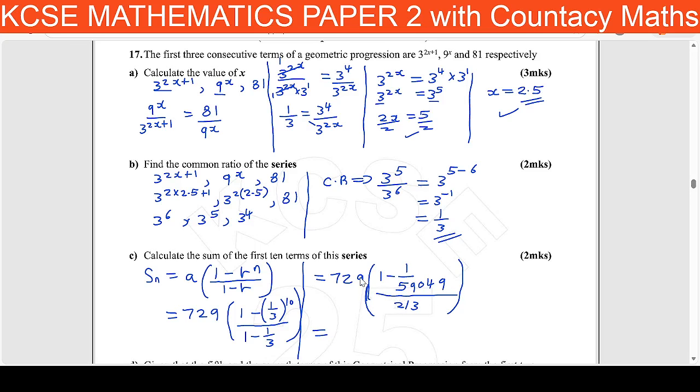So for this one, we have 1 divided by all these. So we do 1 minus this number, and that is going to give you something to do with 0.99998, and then you can go ahead and divide by 2 over 3 directly. See what you're really going to get. And then finally we'll multiply that with 729.